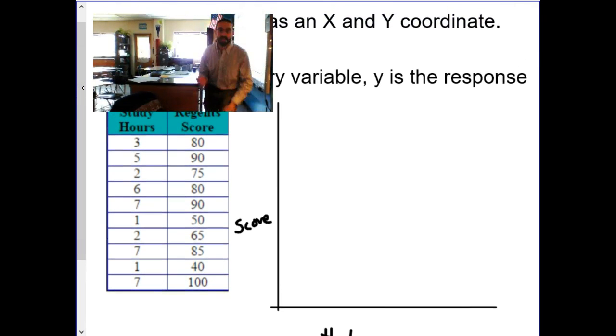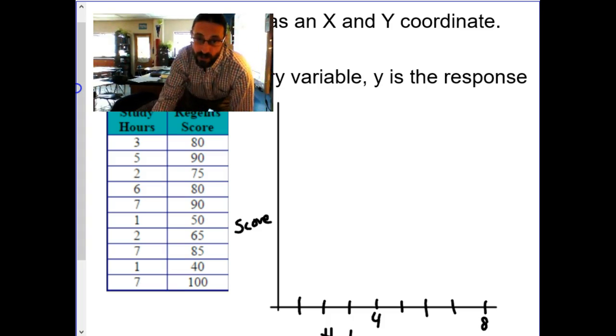Of course, now I need to put a scale on there. You can see my study hours are going from 1 to 7. So let me take it up to 8. So here's 8. Let me cut it in half at 4. 1, 2, 3, 4, 5, 6, 7, 8. So that's just, again, a quick way to eyeball it. You should use a ruler.